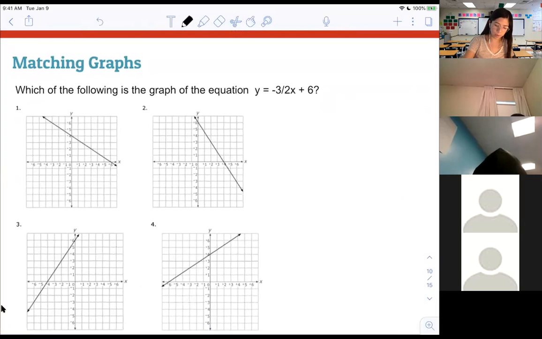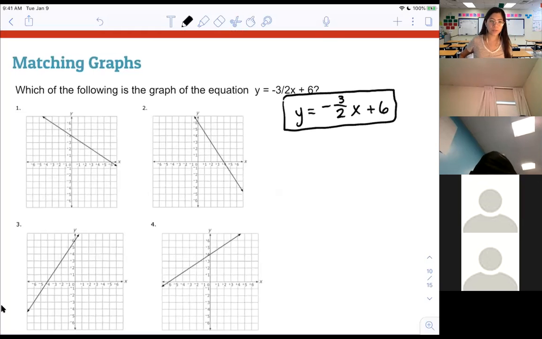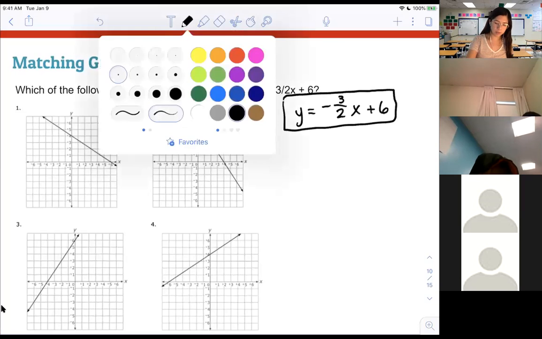So this one is saying, which of the following is the graph of y equals negative 3/2 x plus 6. So this is the equation of the line, and we're trying to see which of these four options matches that equation. So in order to figure out our answer, we need to figure out what do we know about this line based on the equation.